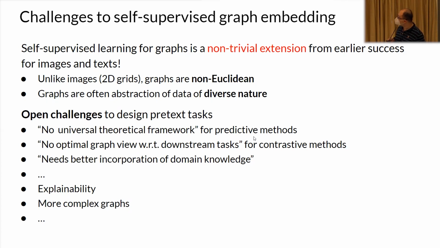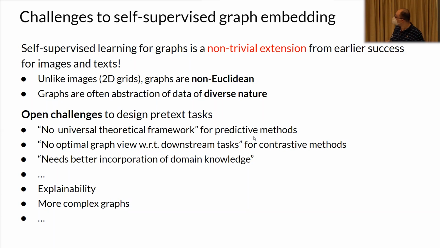An open challenge is that, first of all, for the predictive methods, how do you design the predictive tasks? There's not a lot of universal framework about it, and people are using different kinds of methods. And then what about the contrastive methods? What kind of view do you generate? We try to optimize the view among a pool, or we try to even optimally choose a view in a continuous space by graph generation, but it is still an open challenge and a lot of things are ongoing.